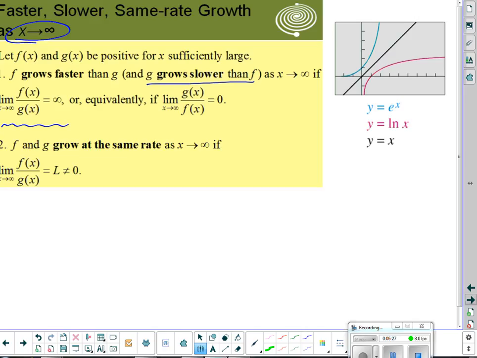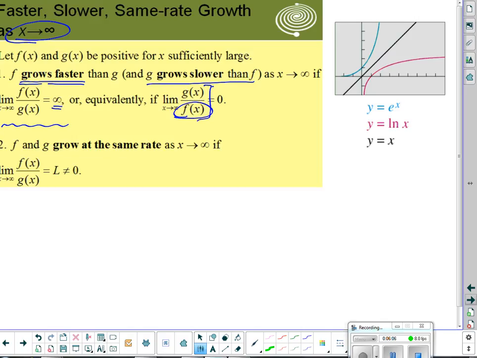Or equivalently, we could put g of x over f of x. It doesn't matter which one you put on top. Either way will be fine. But the interpretation then, if one is growing faster than the other and f is on top, then my limit will be going to infinity because f is growing faster, getting larger more quickly. If I have my functions reversed and f is growing faster, then that should take this quotient to 0 because g divided by something that's much larger will end up being 0.